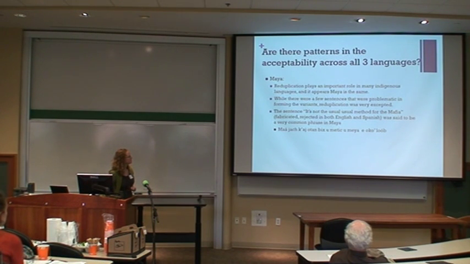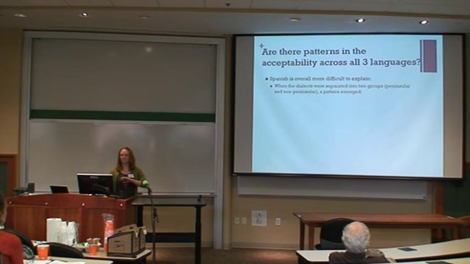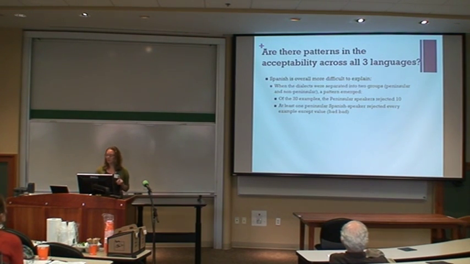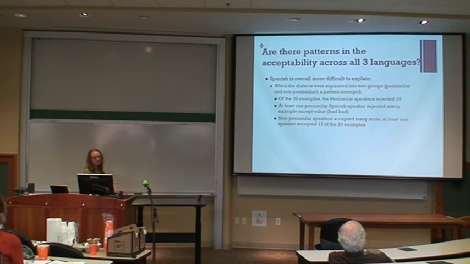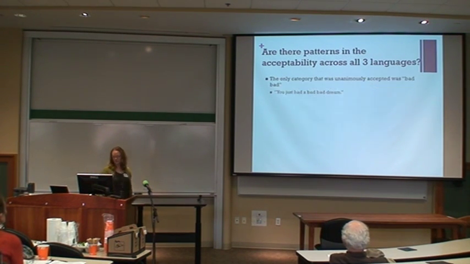And there's the example. So Spanish is a little bit more difficult to explain, and I think it's because of the varying geographic location of the speakers. When dialects were separated into two groups, peninsular and non-peninsular, more of a pattern emerged. Of the 20 examples, peninsular speakers rejected 10 of them. And at least one peninsular speaker rejected every example except for value, bad, bad. Non-peninsular speakers accepted many more. At least one speaker accepted 11 of the 20 examples. And according to the literature, only Mexican adverbs are reduplicated, but this shows a pretty different pattern.